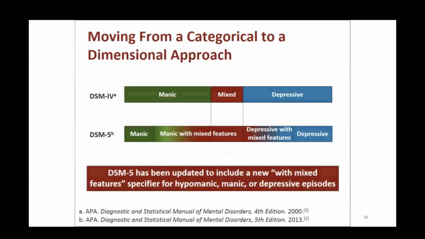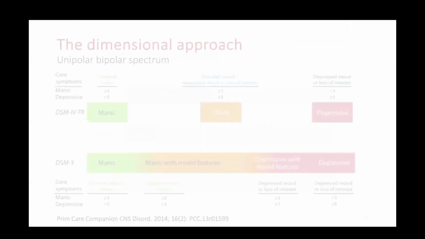So we move from a categorical to a dimensional approach. DSM-4 talks about manic, mixed, and depressive. DSM-5 talks about manic with mixed features, depressive with mixed features, and depressive. So this is how we made a spectrum. From a delineation, we have a mixture of symptoms. So DSM-5 has been updated to include a new with mixed features specifier for hypomanic, manic, or depressive episodes. So DSM-5 has upgraded itself.